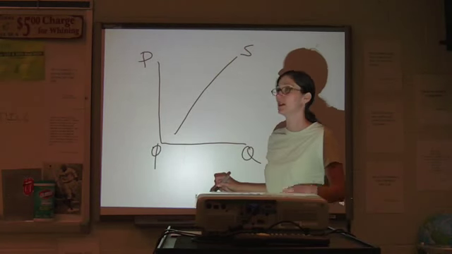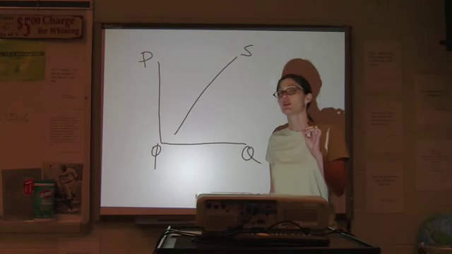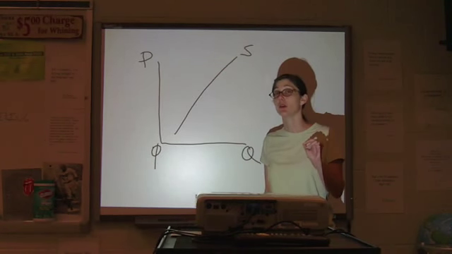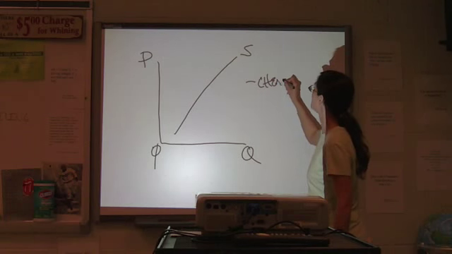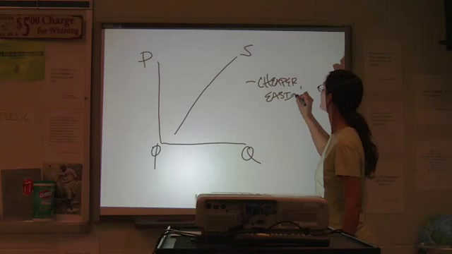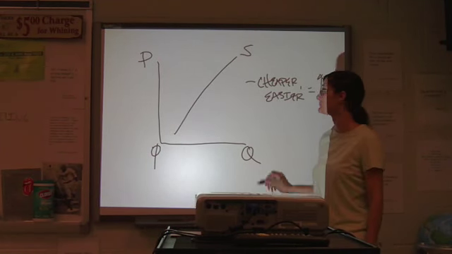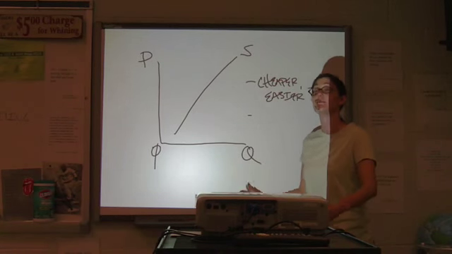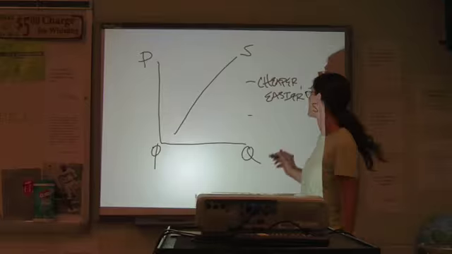And that is that anything that makes it cheaper or easier to produce and sell a product will increase supply. Cheaper, easier, will increase your supply. Anything that makes it more expensive and more difficult will decrease it.